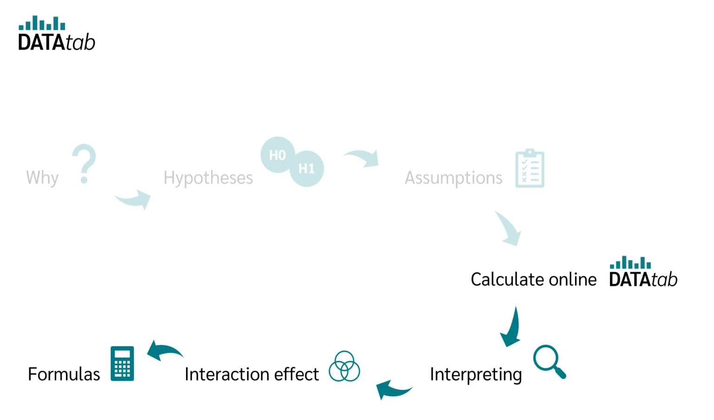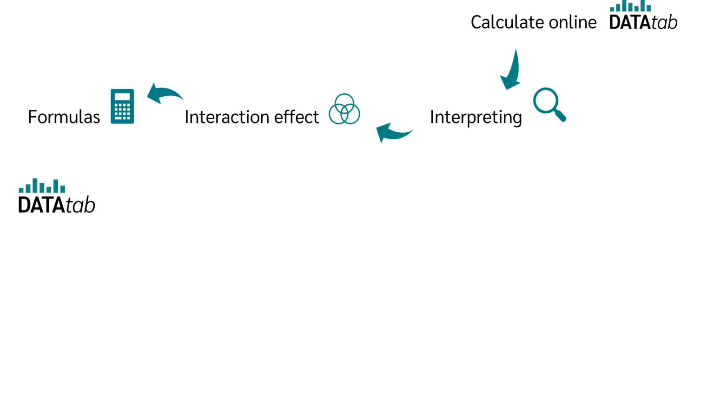With this, I will now show you with an example how to calculate the analysis of variance online with DATAtab. Then we will discuss how to interpret the results, and we will also talk about what the interaction effects are exactly. And finally, we will come to the formulas. Let's take a quick look at an example.